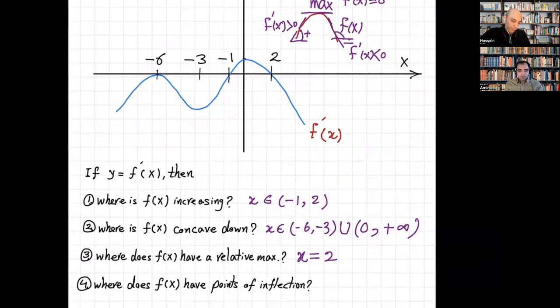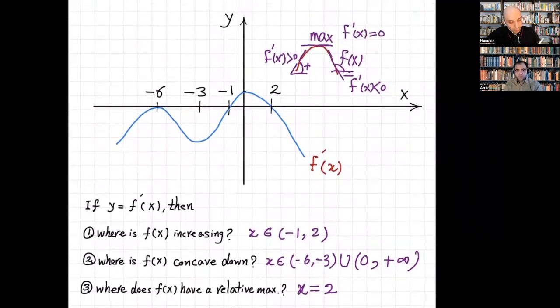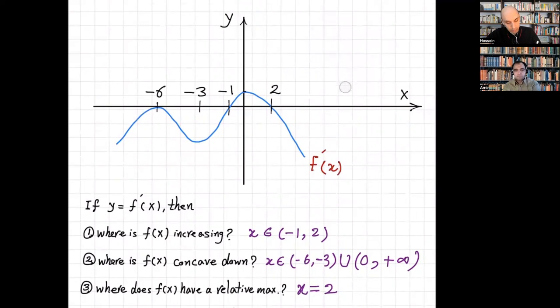And then the last part, where does f of x have points of inflection? Okay, points of inflection. Again, delete this. Points of inflection is where we have a change in the curvature. So we have something like this. We have concave down, then concave up. So this is concave down, this is concave up, and this is the point of inflection.